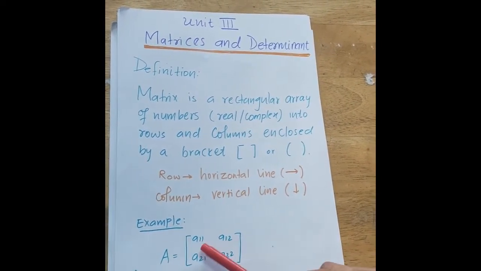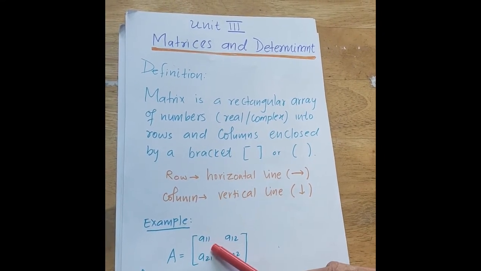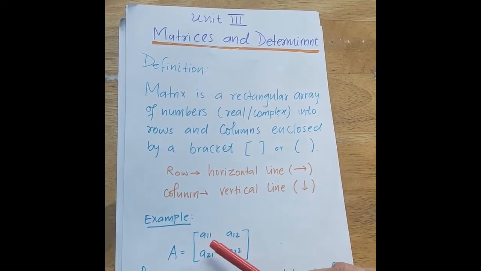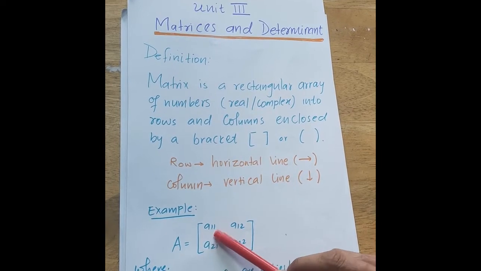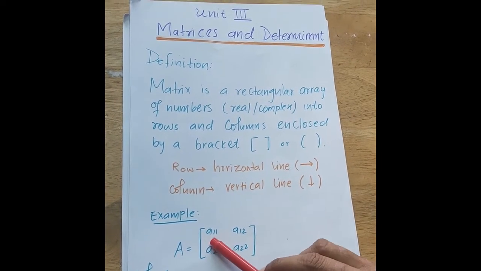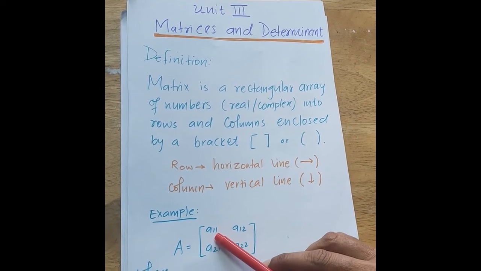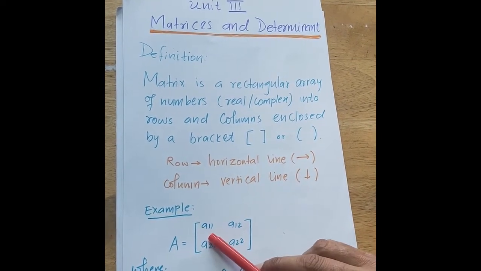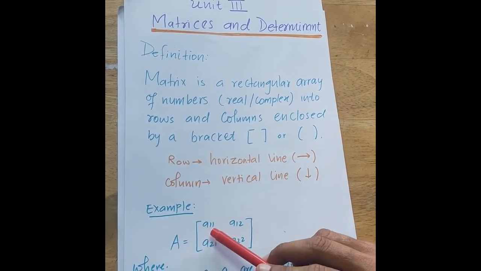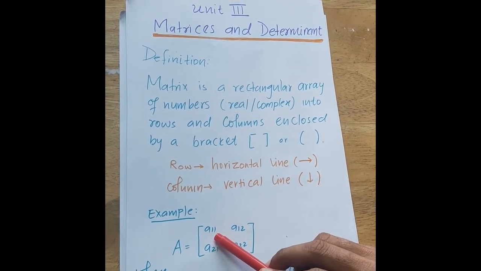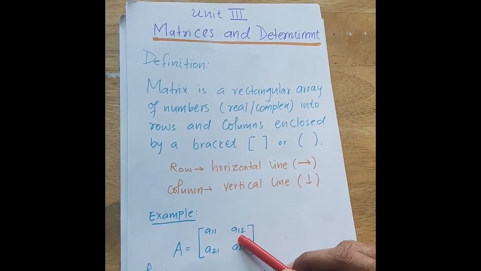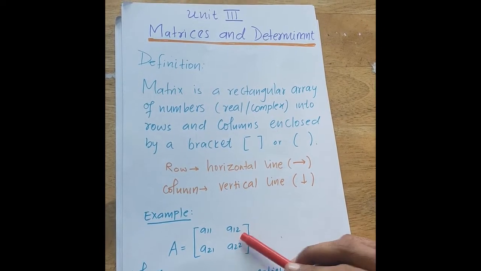Now the subscript numbers here, A11, represent the row and the column. The first number represents the row, the second number represents the column. That means A11 means the element of first row and first column. A12 is the element of first row, second column.